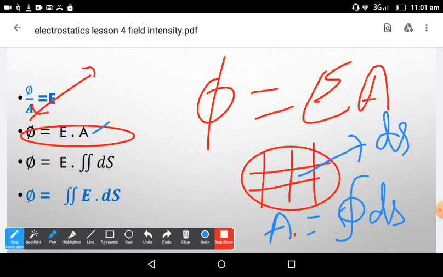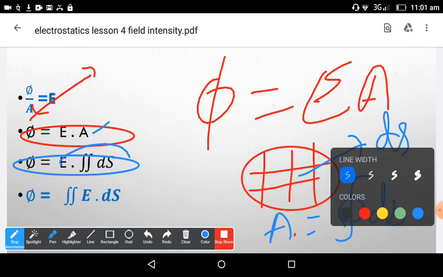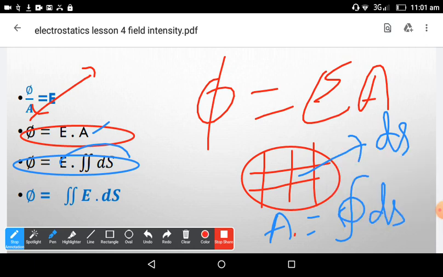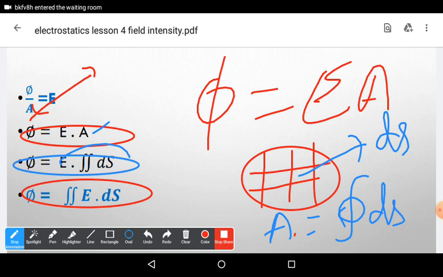We can write it as a double integration also. Here we have the double integration. I have taken this A inside, so it becomes E dot ds. E, the intensity of electric field, is a vector quantity. ds is the surface area, and it is also a vector because the field is a vector.